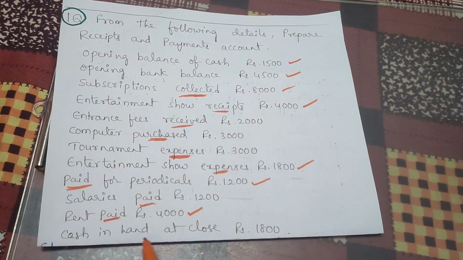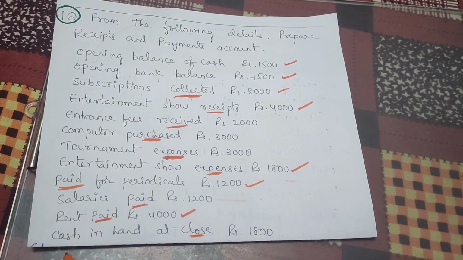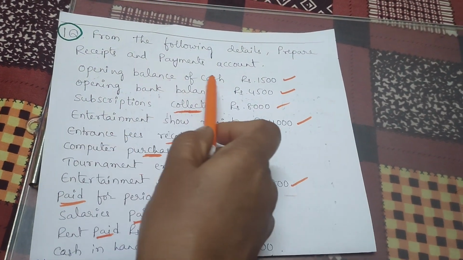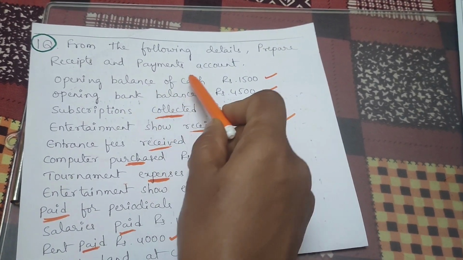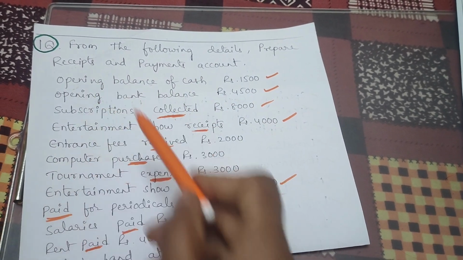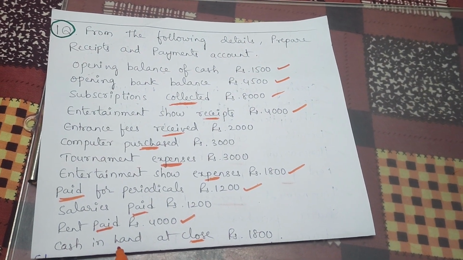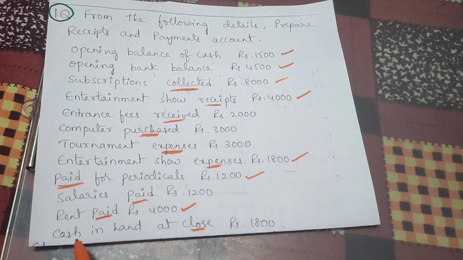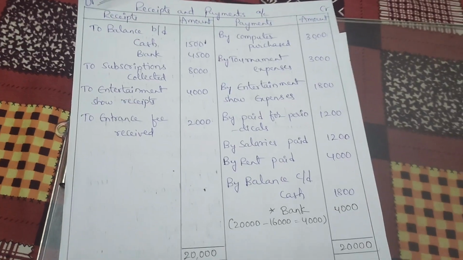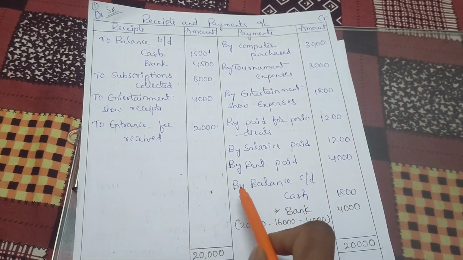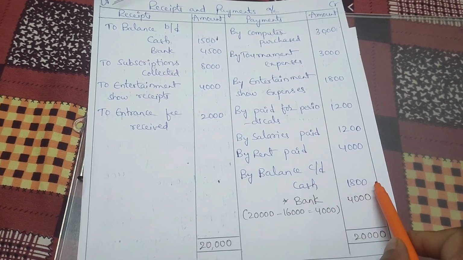Next, cash in hand at close. Close means at the end. So opening cash is given, opening bank also is given. Two are given, cash as well as bank for opening. But for closing only cash is given. So bank will be our answer. Let us see how to write this. Cash in hand at close is 1800. So this we should record here, on the credit side, by balance carried down cash 1800.